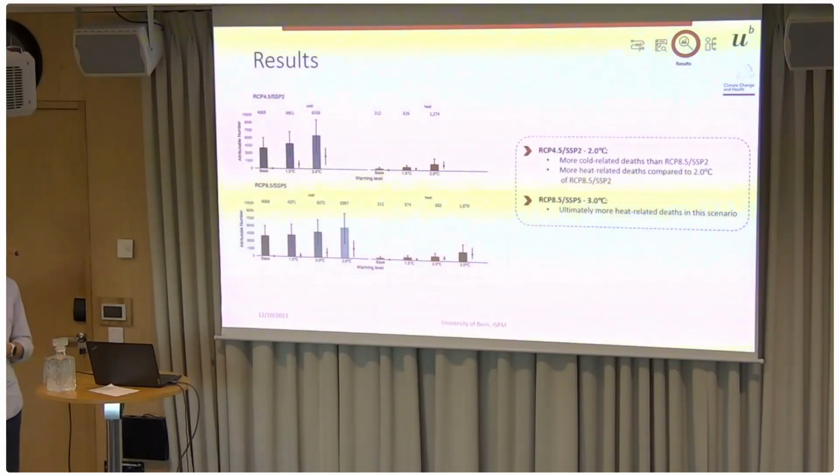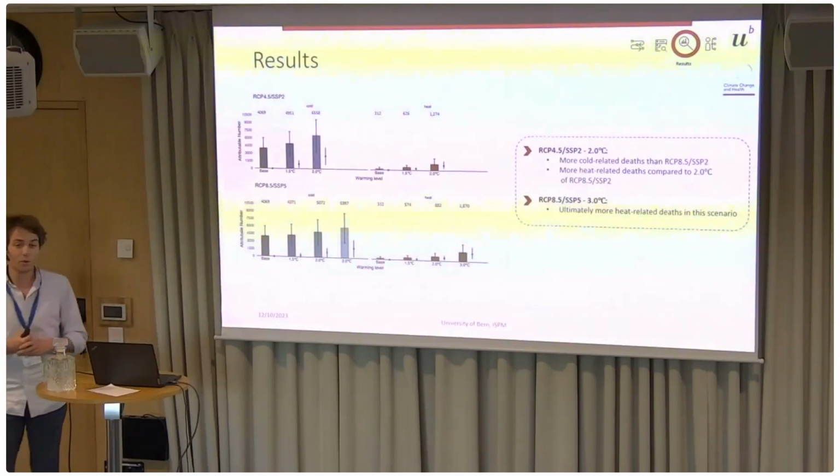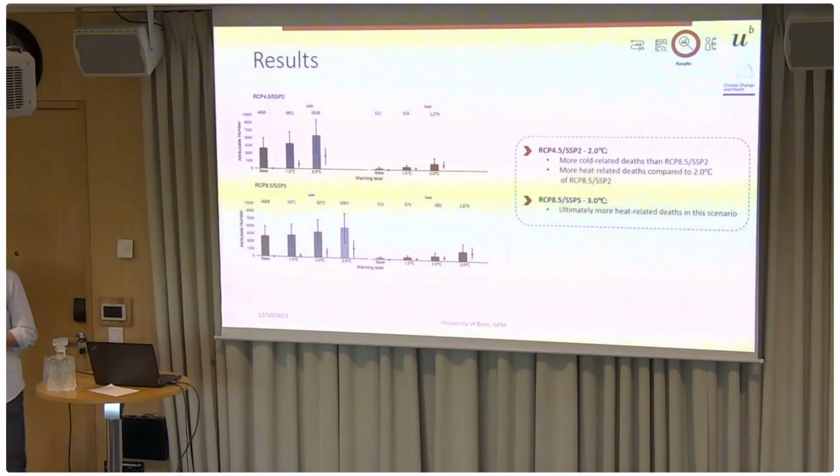So that's a fourfold increase. If we look at RCP 8.5 on the 2 degrees of warming, we see only 800 deaths. So it's a bit more than a twofold increase. So it's a substantial difference. Although at the end, at 3 degrees of warming, what is reached by RCP 8.5, we end up with a substantially larger number of deaths compared to RCP 4.5.